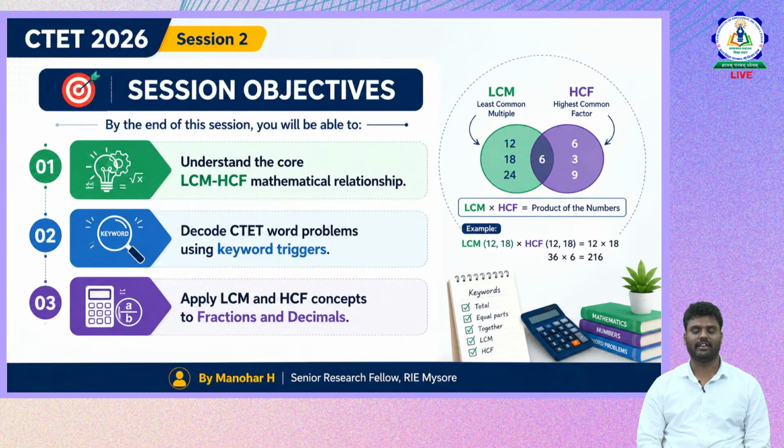That means we are trying to decode the word problems by using keyword triggers, and choosing whether we need to apply the concept of HCF or the concept of LCM. Then we also apply LCM and HCF concepts to fractions and decimals. So whenever they ask questions in fraction or decimal form, we learn how to identify and apply the LCM and HCF concept and find the answers. This is the objective of session 2.